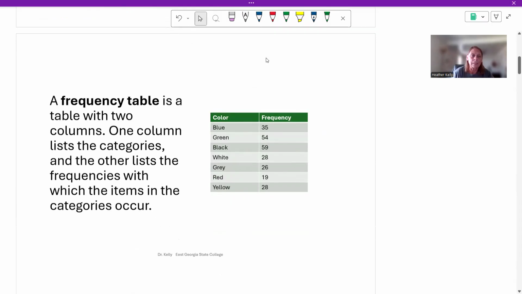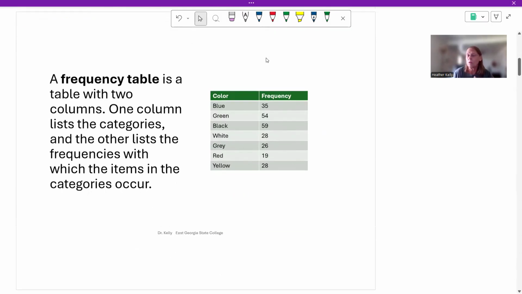First, let's talk about frequency tables. A frequency table is a table with two columns: one column lists the categories, and the second column lists the frequency that those particular categories occurred in a big long data set. Generally, you're given just a big string of numbers that you will have to parse out and categorize. So this is what a frequency table looks like. What this means is in the big set of data that we have, blue came up 35 times, white came up 28. You see what I'm saying here.